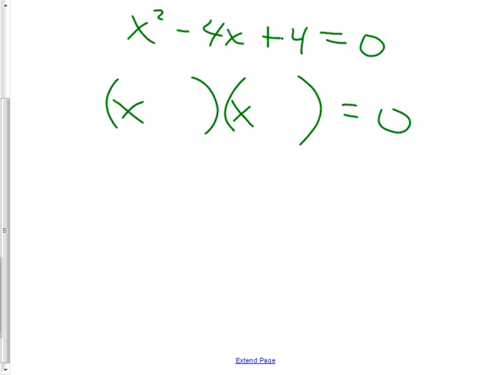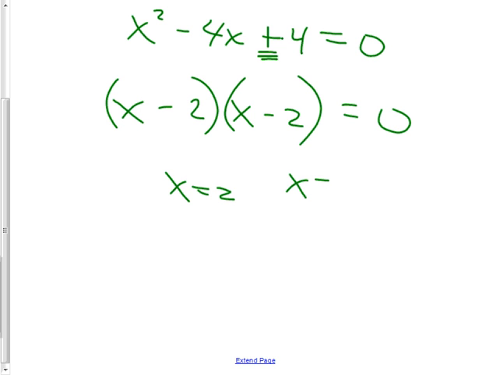X and X, and how do I make a 4? I was thinking 4 and 1, and that would make a total of 5. It wouldn't make 4, but what else could I do? 2 and 2, and since I know it works, it's got to be 2 and 2 then, and it's got to have 2 negatives to make this positive 4. Negative and a negative, and there we go.